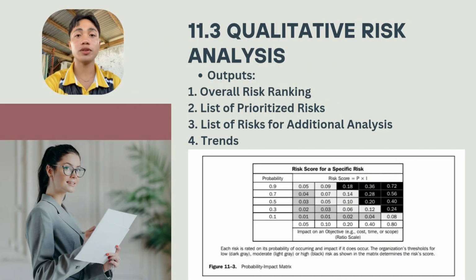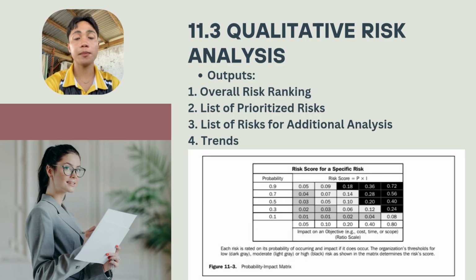Finally, the outputs are the results of our work. So there are 4 outputs. The first one is risk ranking. So it is the general health of our project. Second, list of prioritized risk. It is our final to-do list of what to fix first. Third, list of risk for additional analysis. It is risks that are too complex and need to go to quantitative analysis for more math. And lastly, trends. We check if the project is becoming safer or riskier as we go on.